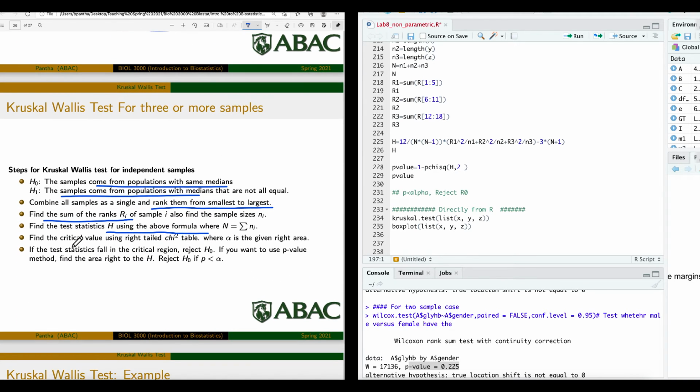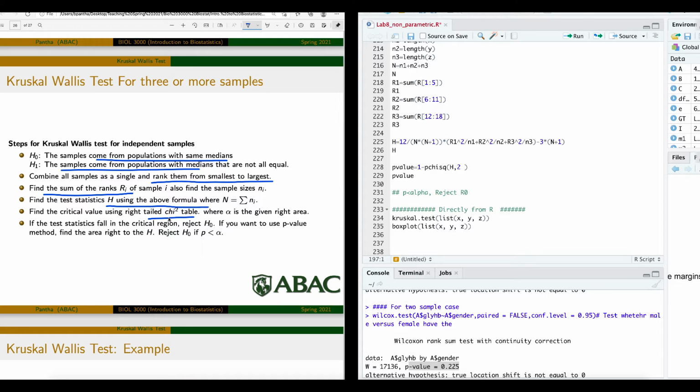Next is to find the critical value using the right-tail chi-square table. To find the critical value, you use the chi-square quantile, but if you want to use the p-value method, then you use the chi-square probability, where alpha is the given area. The last step is, if the test statistic falls in the critical region, then reject H0. Or if you want to use the p-value method, find the area to the right of H, because it's a right-tail test. If p is less than alpha, you reject, otherwise do not reject.